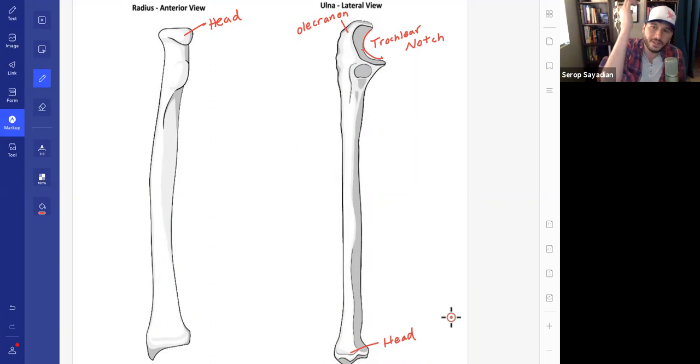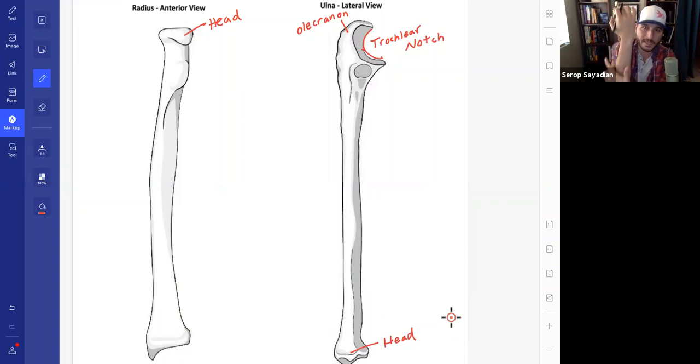You can actually feel the ulnar head if you feel your wrist on the pinky side. There's a big bump right here. You guys feel this bump right here? This bump is the ulnar head, more specifically the ulnar styloid process, but you don't need to know that. This bump is the feeling of your ulnar head.